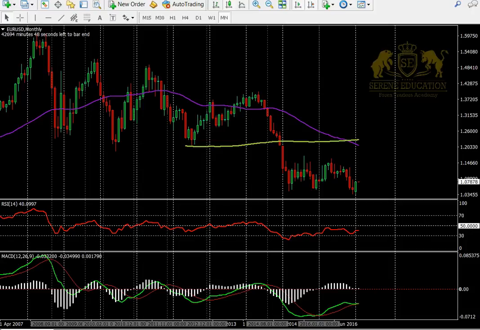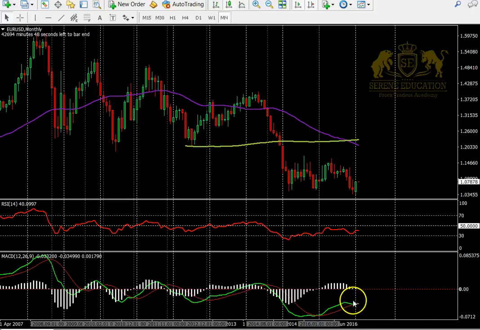Today is the 1st of February and I'm taking a look at the Euro-US dollar on a monthly time frame using Serene Education's Forex Made Easy strategy. Here we can see that price is ranging below the 50 and the 200-day moving average. RSI is below 50. Our MACD histogram is slightly above the midline.